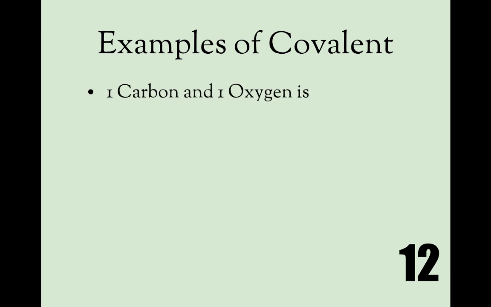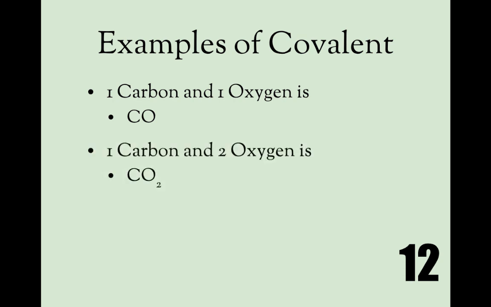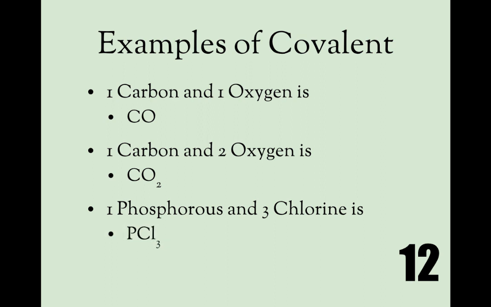Covalent bonds share their electrons, and you have to be given the number of each element. So 1 carbon and 1 oxygen becomes CO. 1 carbon and 2 oxygen becomes CO2. 1 phosphorus and 3 chlorine becomes PCl3. The number is its own subscript. There's no movement. It just is what it is.